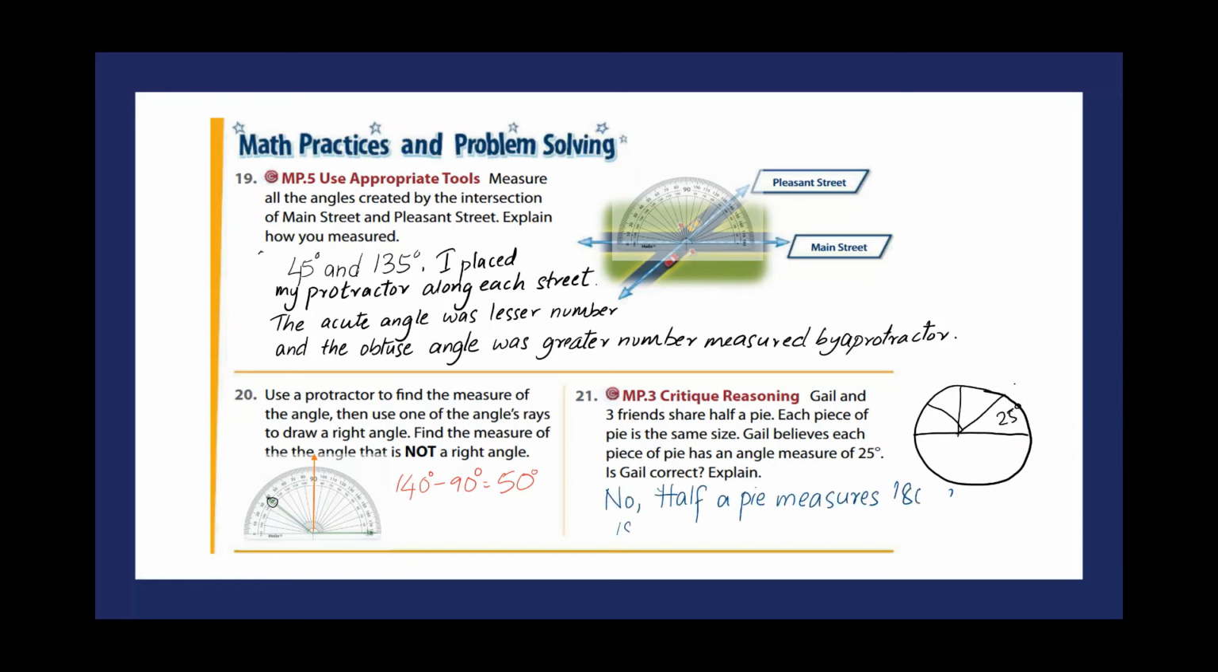So no, half a pie measures 180 degrees. So if they divide into 4, 180 divided by 4 equals 45 degrees. It's not 25 degrees. Because half, we learned that half is about 180 degrees. So if you have 45 degrees here, 45 here, 45 here, and 45 here, it will give you 180 degrees.